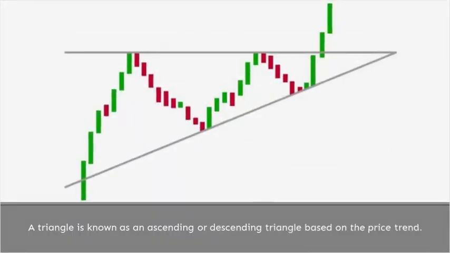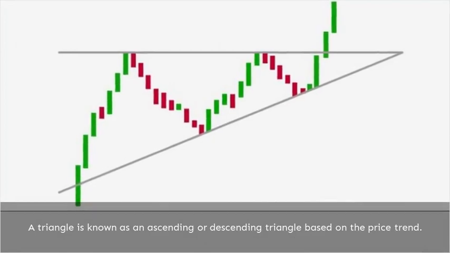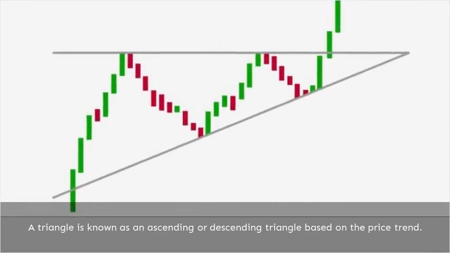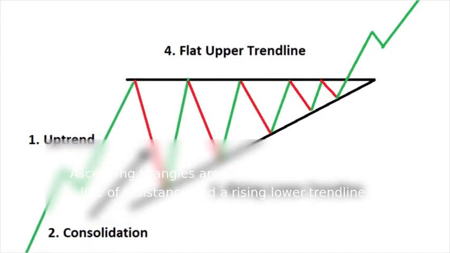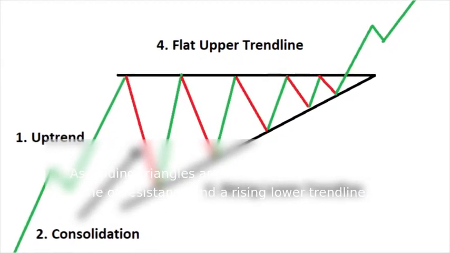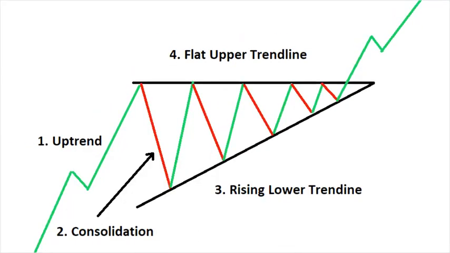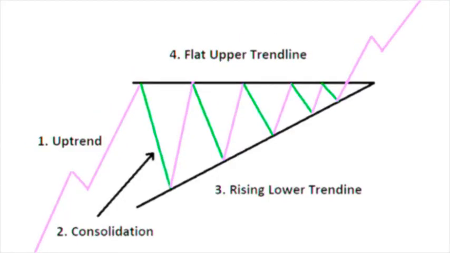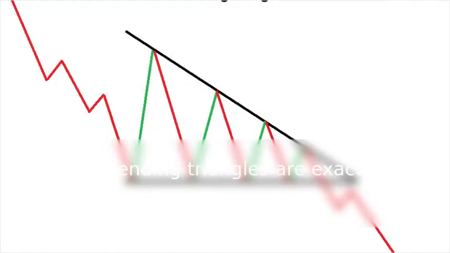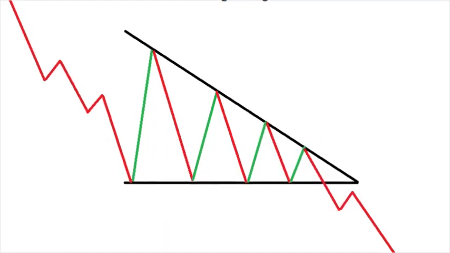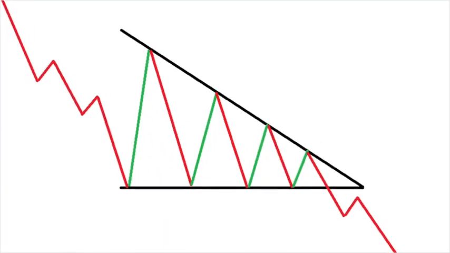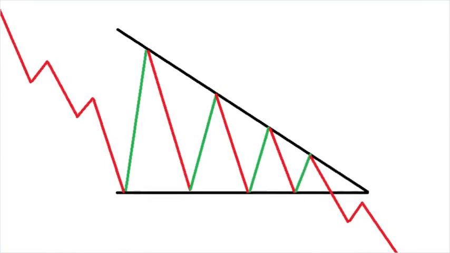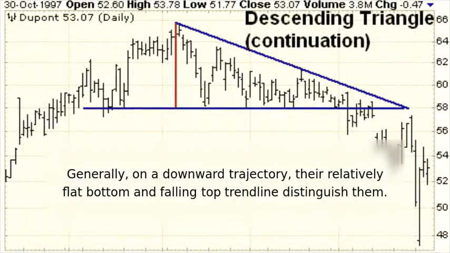A triangle is known as an ascending or descending triangle based on the price trend. Ascending triangles are identified by a flat upper line of resistance and a rising lower trend line. Descending triangles are exactly the opposite. Generally, on a downward trajectory, their relatively flat bottom and falling top trendline distinguish them.